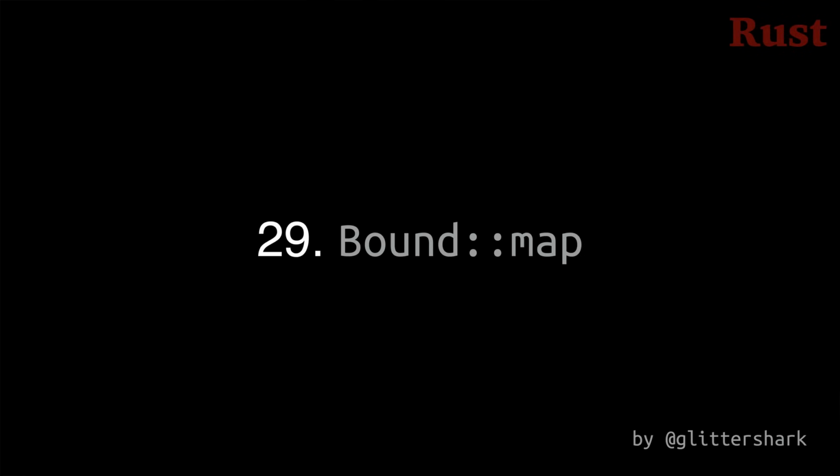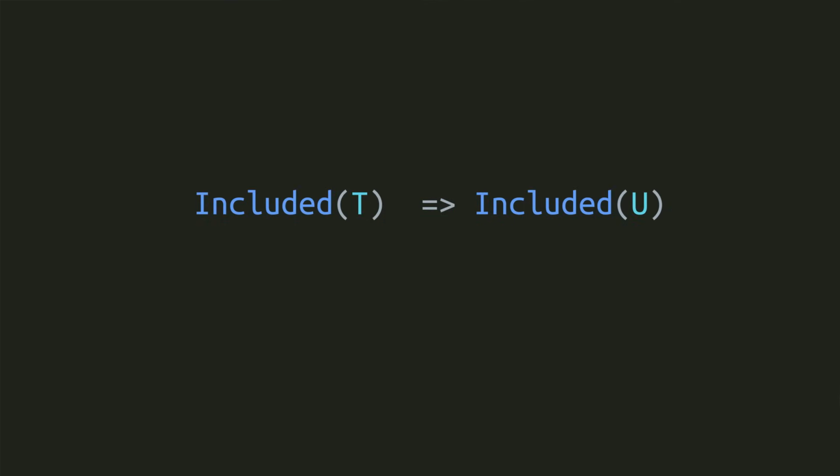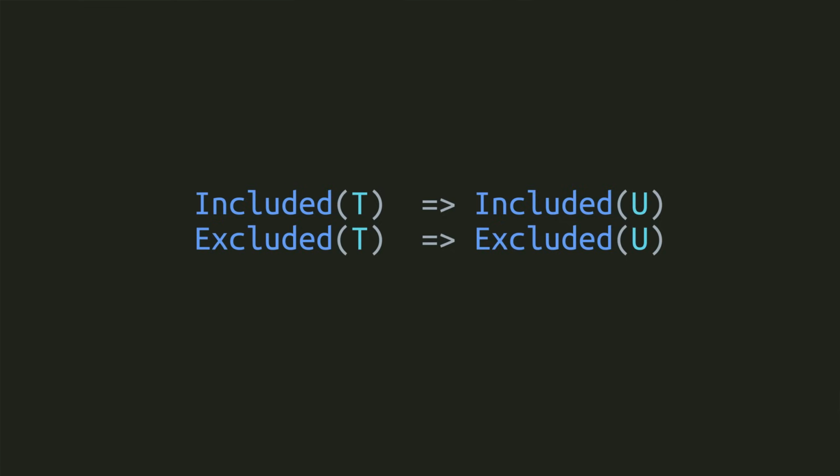Number 29. The map method of the bound enum was stabilized. Bound is an enum in the standard library used by ranges, which has two variants that are generic over the same type. The new map method lets you apply a function to the wrapped value, replacing it with a different value, potentially of another type, but preserving the enum variant. In other words, you can use map to transform from included t to included u, or from excluded t to excluded u, and of course, for the unbounded variant, the map call is a no-op.